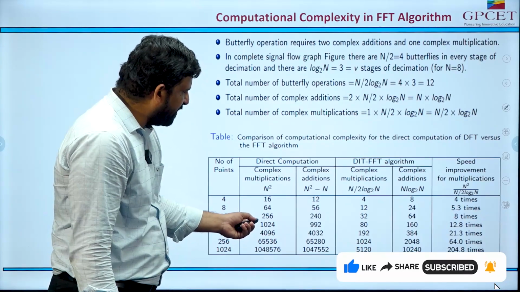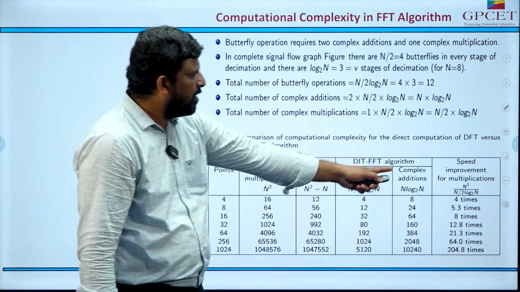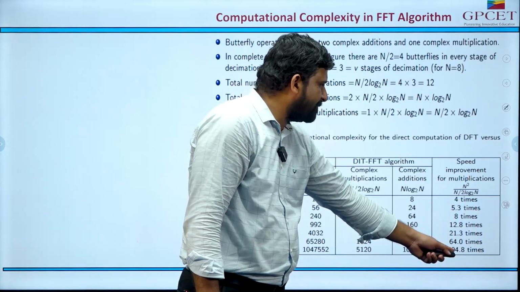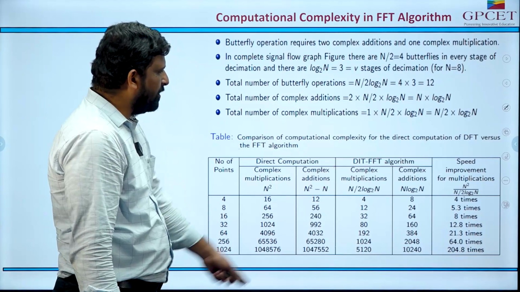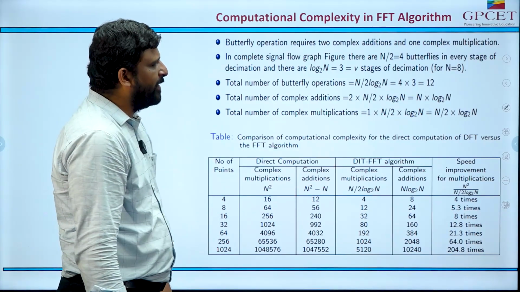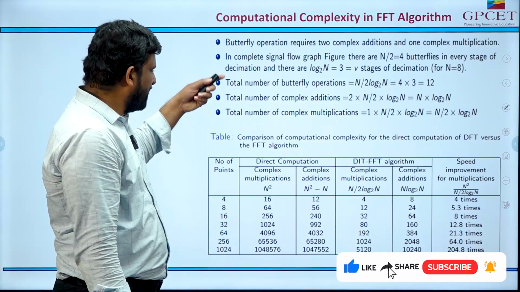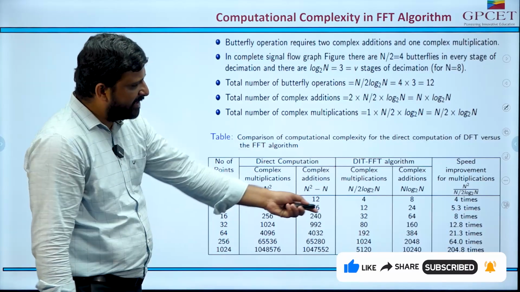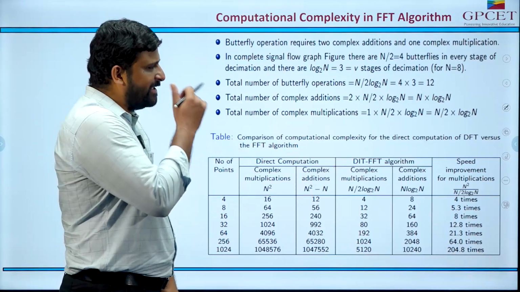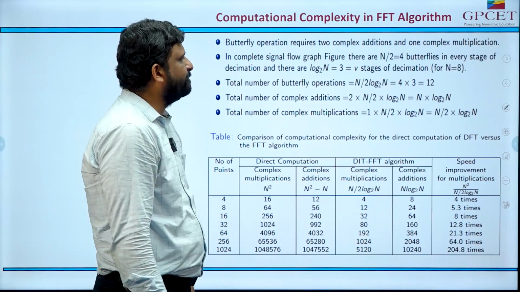And the same thing, if you compare with the DIT FFT, see the differences. That means you can see how many times the improvement is here: 4 times improvement. If n is equal to 4, how much is the improvement for the multiplication? 4 times improvement in the multiplication. Like this, for different values of n, you can see how much improvement in speed when we compare the DFT and DIT FFT.